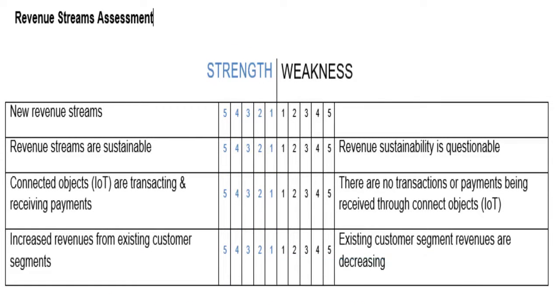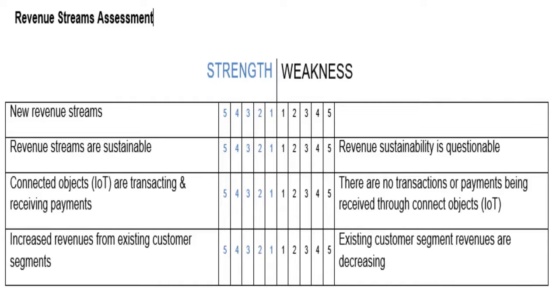Revenue stream assessment. New revenue streams versus none. Revenue streams are sustainable versus revenue sustainability is questionable. Connected objects, Internet of Things, are transacting and receiving payments versus there are no transactional payments being received through connected objects, Internet of Things. Increased revenue from existing customer segments versus existing customer segment revenues are decreasing.